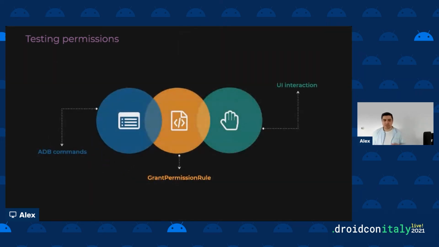So here we have a couple of different approaches for how we can test it. First of all, we can use an ADB command to grant and revoke some permission. Another approach is to use a grant permission rule. But the main problem with the grant permission rule is that we can grant all permissions, but we cannot revoke them using this rule. And the last option is UI interaction, which in some cases is the most interesting option, because UI interaction also allows us to see that when we deny any permission, we can see some explanation or maybe a message, if we want to show it to explain to the user why we need this permission, etc. And of course, the main problem for us here is how can we revoke all our permissions at the end of the test case?